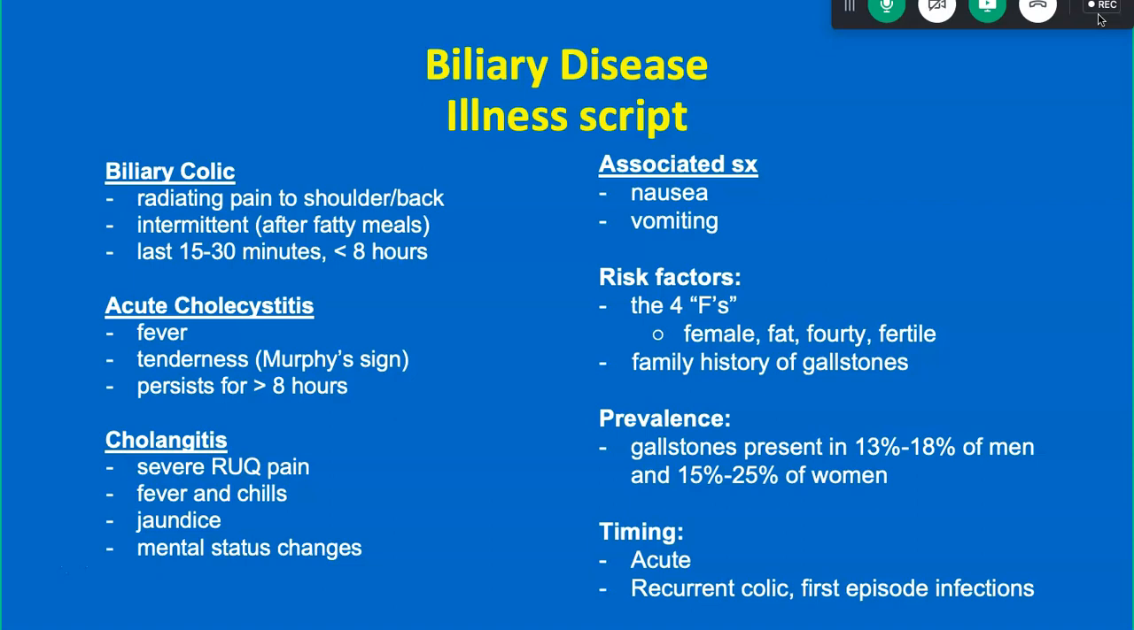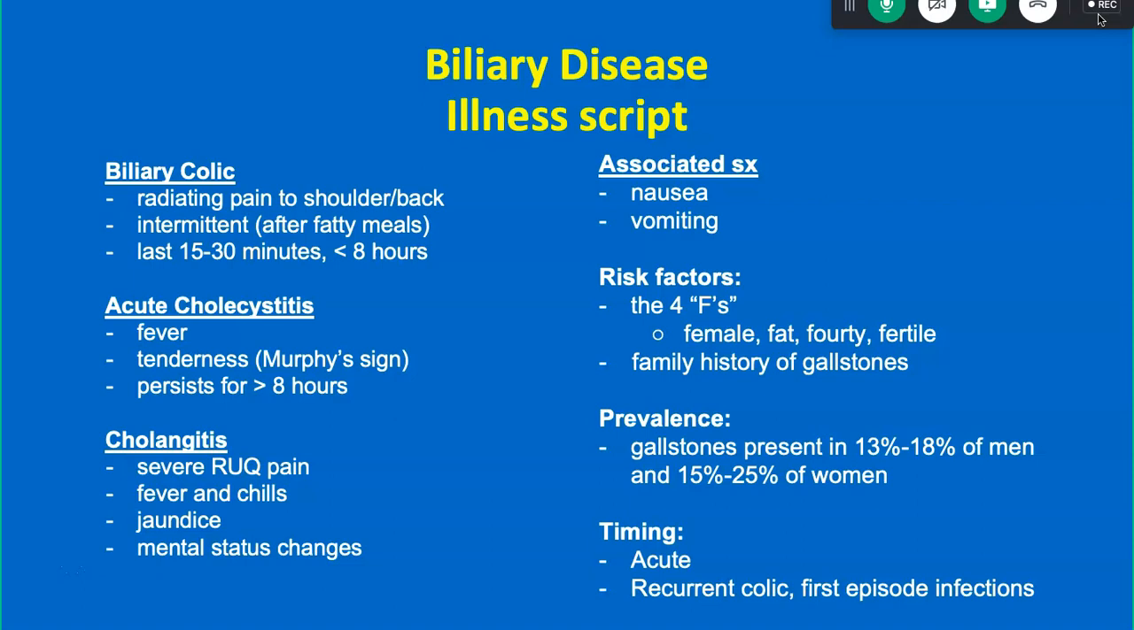Because it's infected, it's not just going to self-resolve, it's going to persist beyond that 8 hours. And on physical exam, you can try to elicit Murphy's sign, which is the cessation of inspiration after you place your hand around the site of the gallbladder. And those are all going to clue you in that you have a patient with acute cholecystitis.